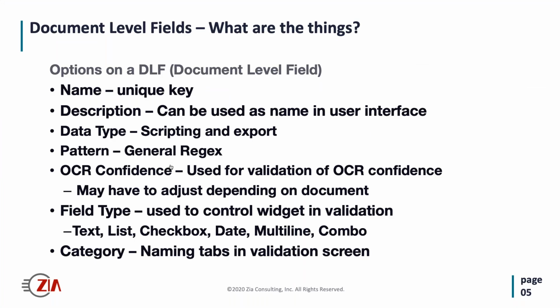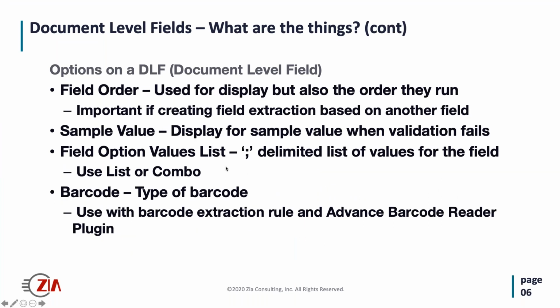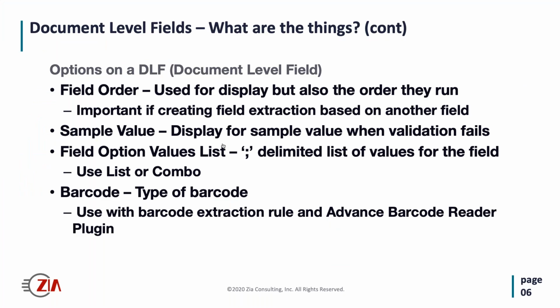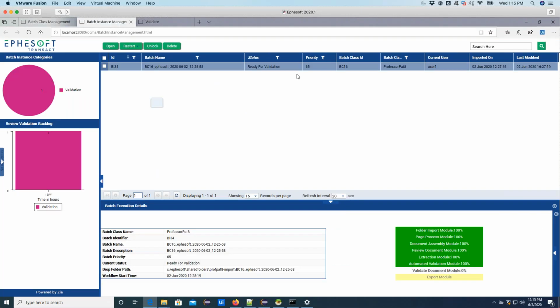So going back to the presentation, let's look at the category and then the field order and sample value. Going back to here, the category is just the tab that it is listed under inside of the validation. So you might have different groupings of data for a particular document type. And so what I mean by that, and actually we'll show you that validation screen again before we go on.